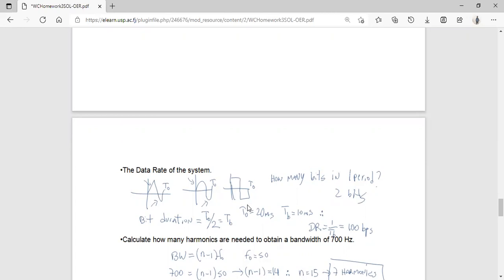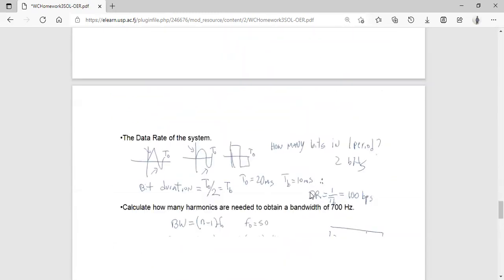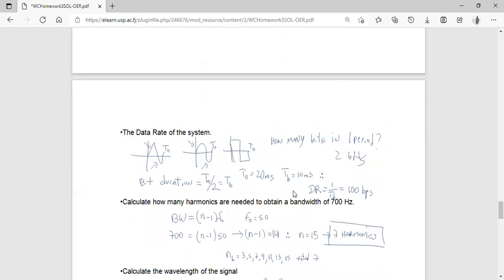Now, based on this, what will be the time taken for one bit to be transmitted? If 2 bits take 20 milliseconds, 1 bit will take 10 milliseconds. So to find the data rate, it will be 1 bit divided by 10 milliseconds, which gives me 100 bits per second. Tb is 10 milliseconds, the time for 1 bit. So 1 divided by 10 milliseconds gives me 100 bits per second.